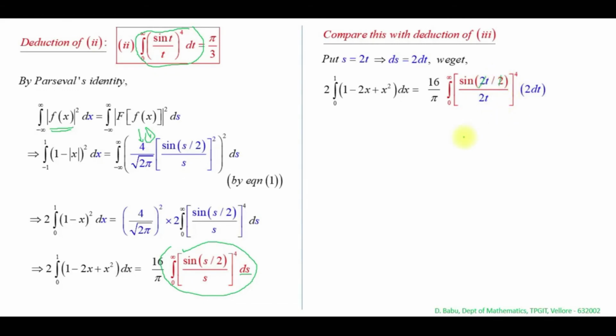So this implies 2 times. Now integrate this one. The integration of 1 is x. Integration of x is x square by 2. Integration of x square is x cube by 3. Apply the limit 0 to 1, which is equal to 16 by 5.